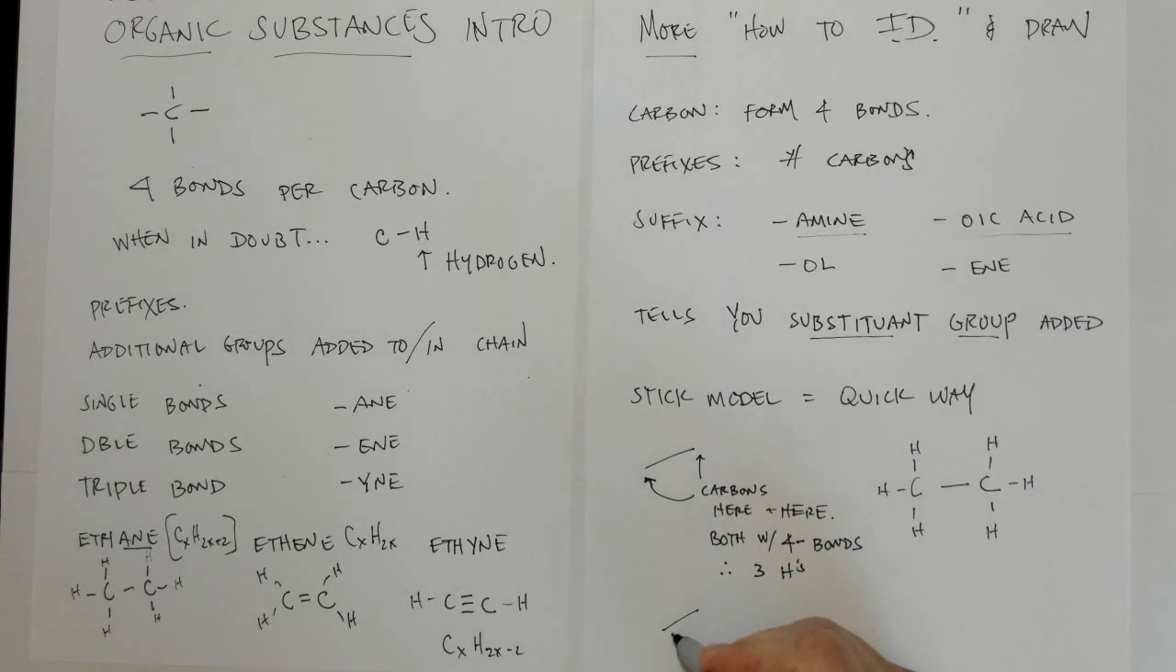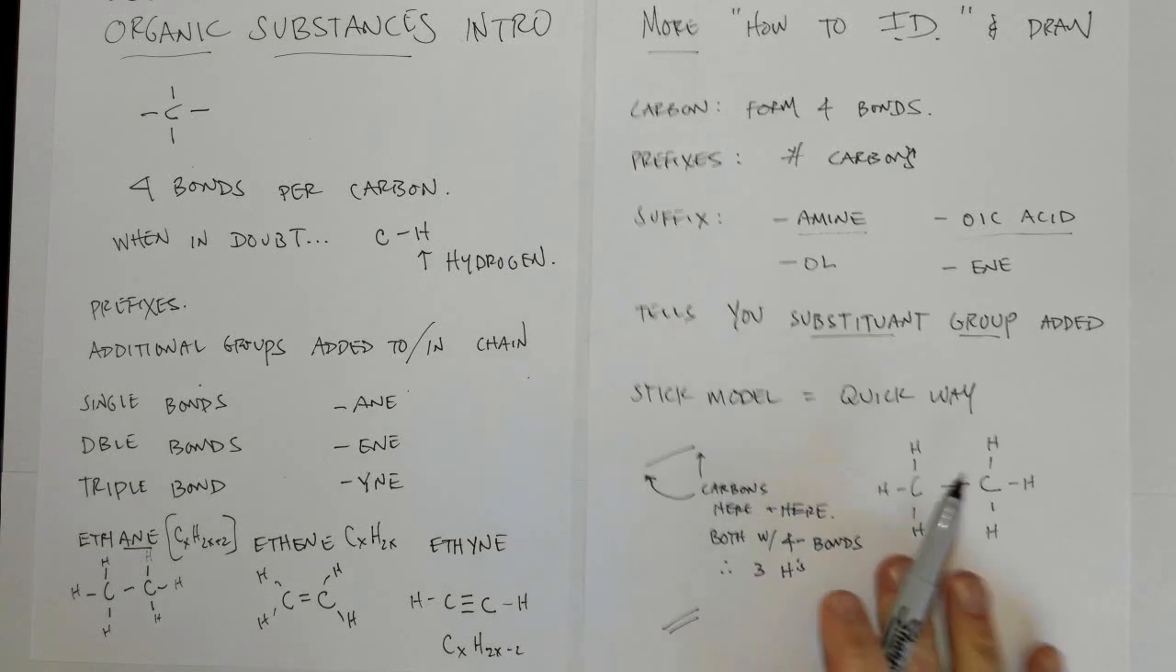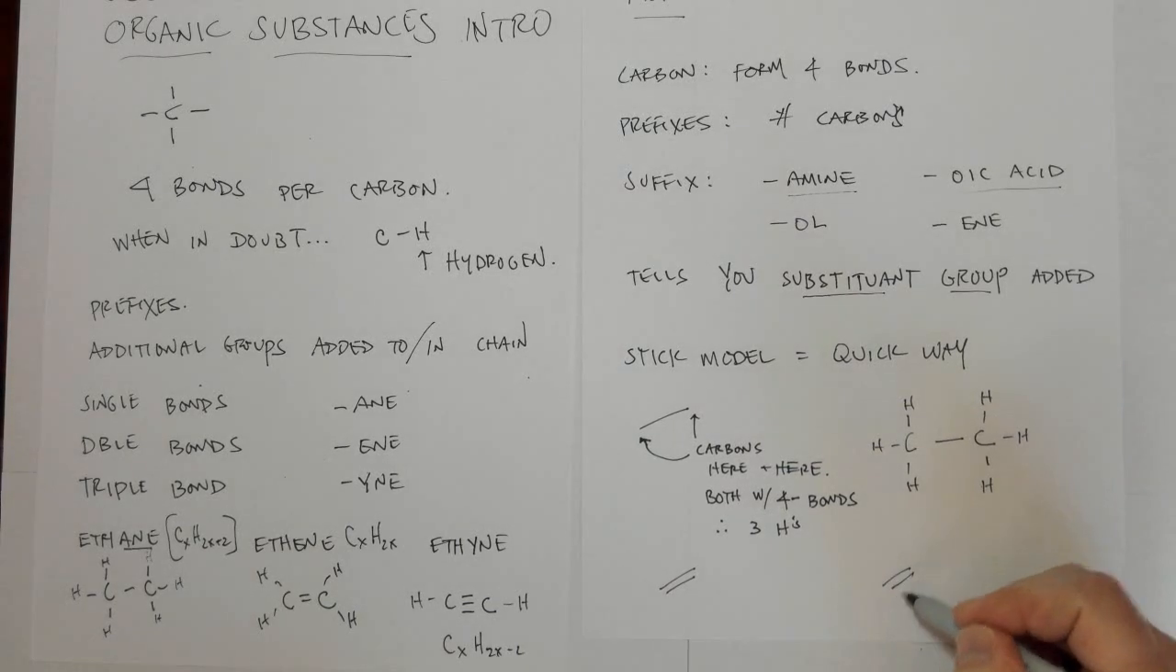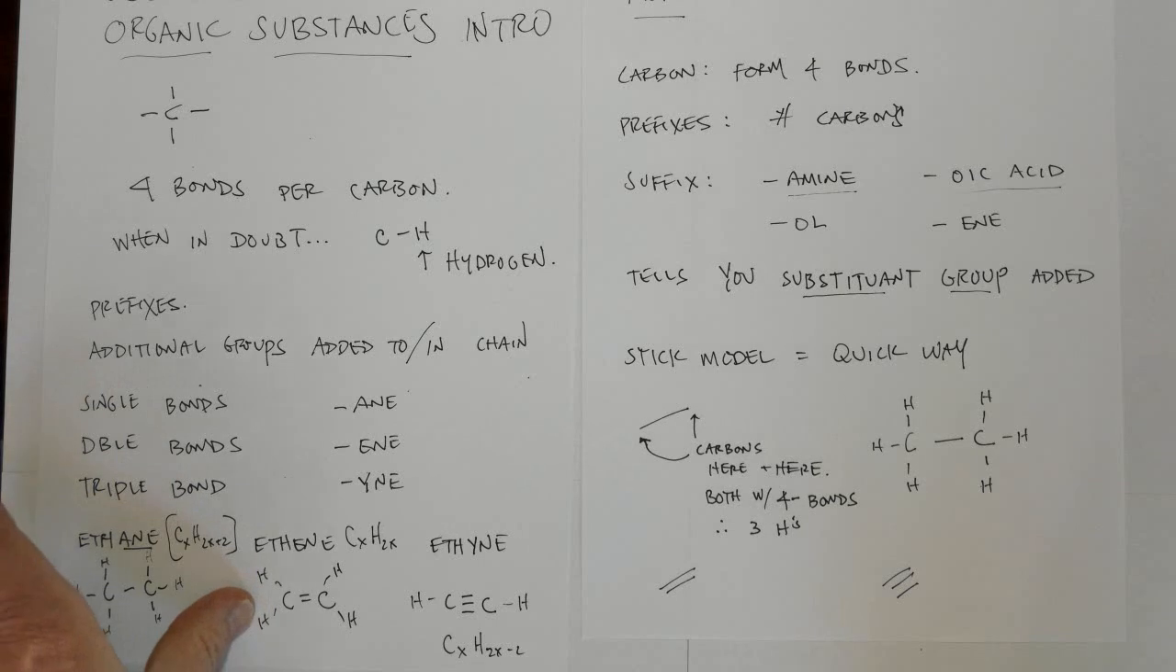If there were two lines like this, it would assume that you know there's a double bond there, and this would be ethene. This would be another way to draw that, and so this structure could be symbolized by this. How about ethyne? Well, three lines like that would technically mean that there's a carbon here and a carbon here, and each would have one hydrogen attached to it.